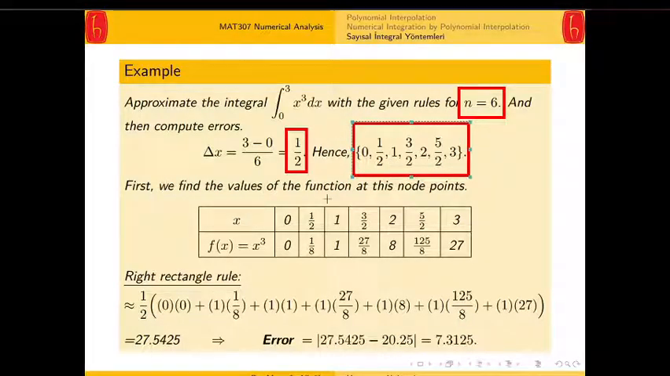First we need to find the function values at these node points in order to find the numerical integral, because we need the function values at these node points.